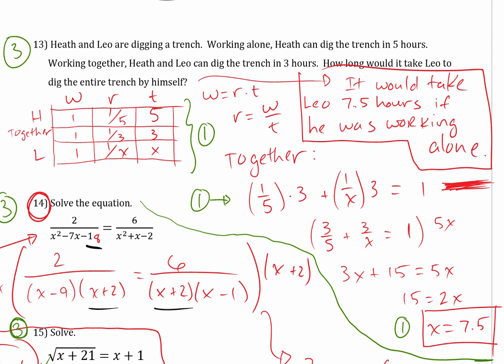X is 7.5, so it takes Leo 7.5 hours. His rate is 1 over 7.5. And again, if you want to copy the details of that, that'll be there. Just pause the video.